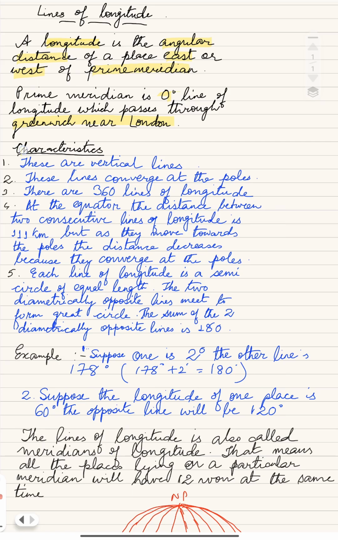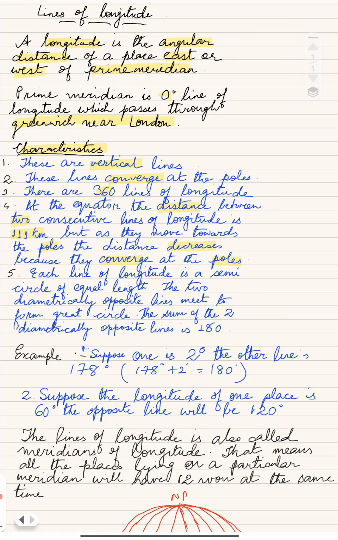What are the different characteristics of lines of longitude? First, they are vertical lines. Secondly, these lines converge at the poles, which means they meet at the poles. There are 360 lines of longitude. At the equator, the distance between two consecutive lines of longitude is 111 kilometers. But as they move towards the poles, the distance decreases because they converge at the poles.